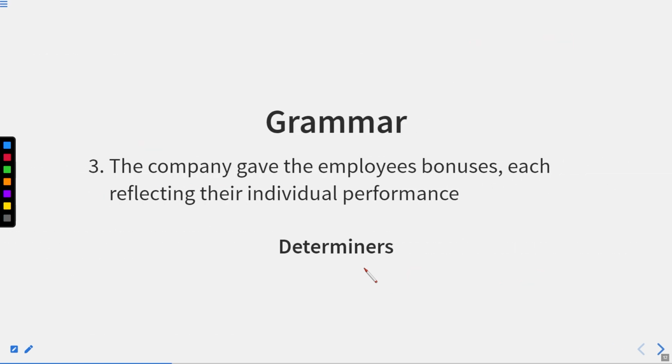The company gave the employees bonuses. Now, the company gave the employees, obviously, the company must contain many employees, and the company gave them bonuses, each reflecting their individual performance. Now, what? Each reflecting. It means the bonus the first one has received, reflecting their individual performance. Now I'm talking there for all the employees, but each is focusing on their individuality or on the quality of them one by one. Now let us move to the next one.